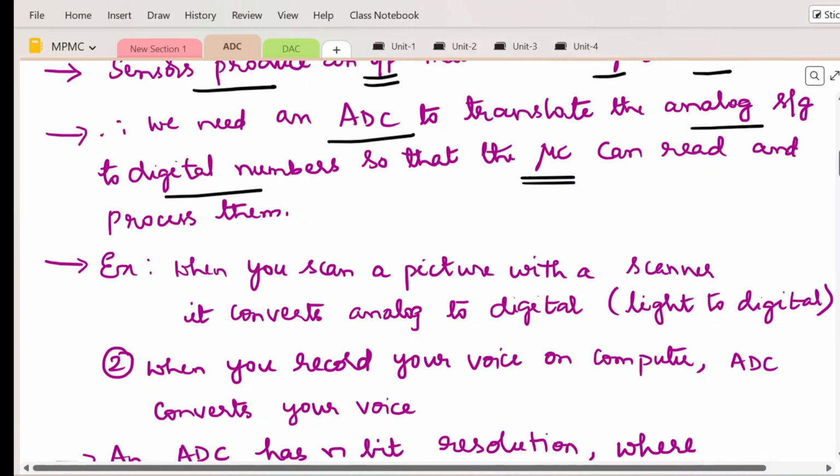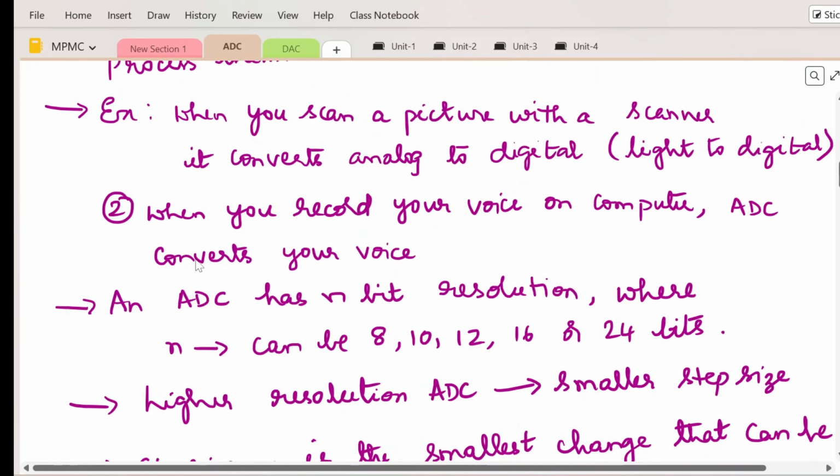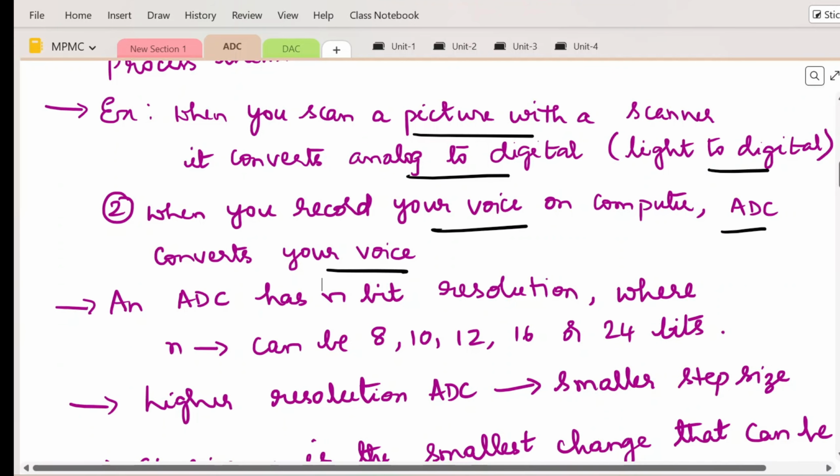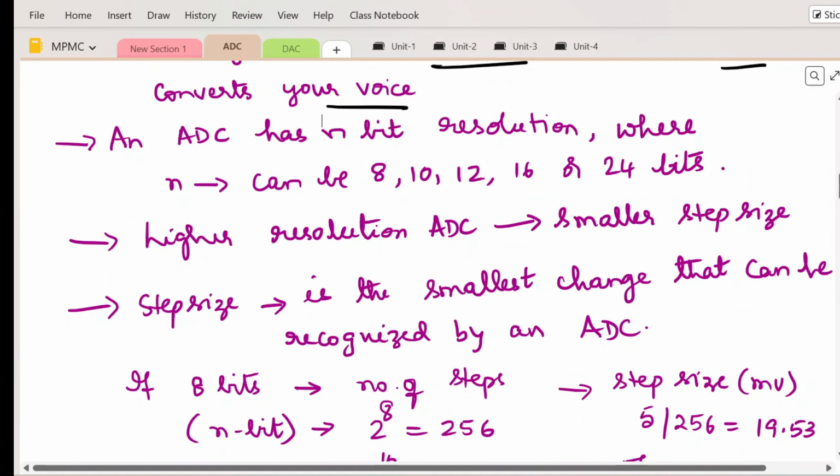A simple example, if you scan a picture with a scanner, then it converts the analog signal to digital, that means the light picture into digital. Simply, if you record your voice on a computer, then also the ADC converts your voice. Here, for any A to D converter, you have to consider some important points.